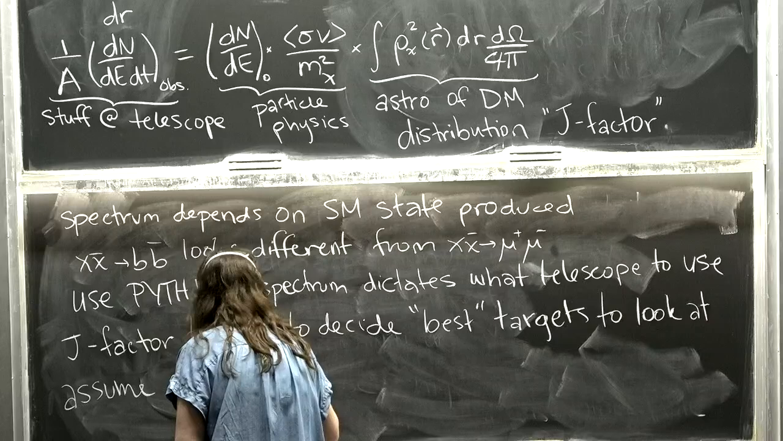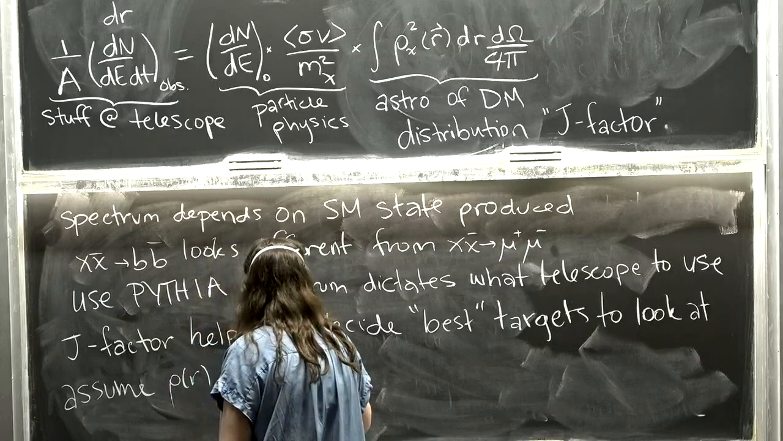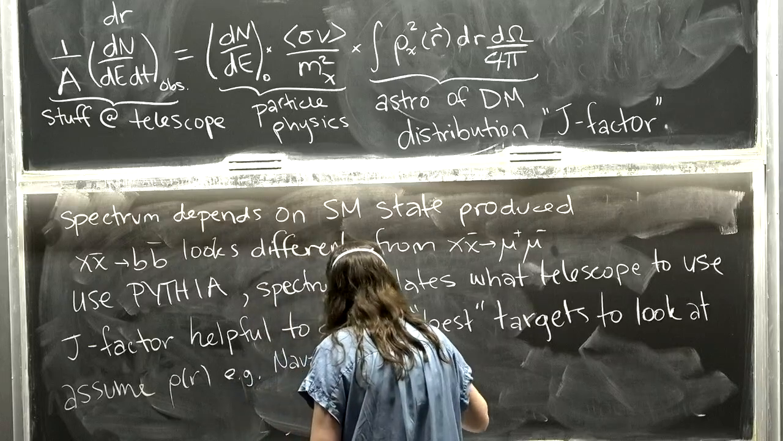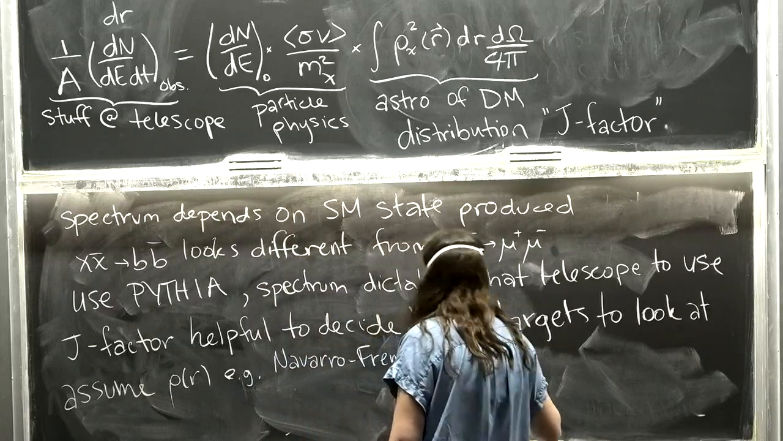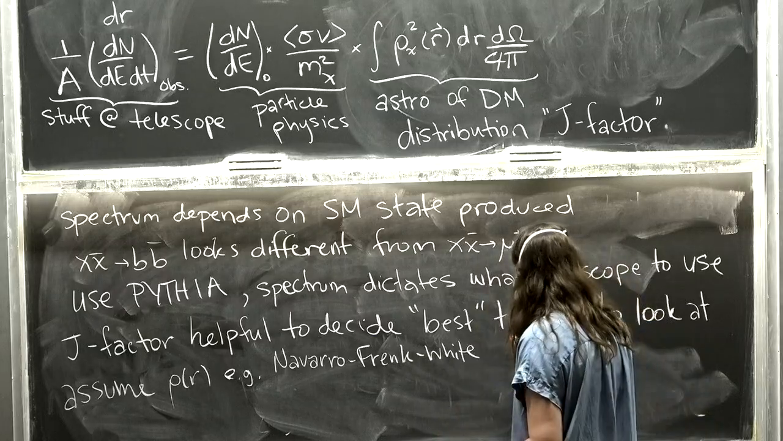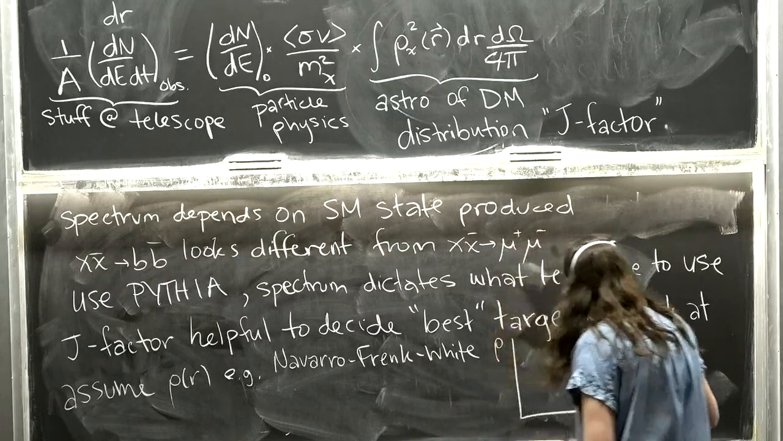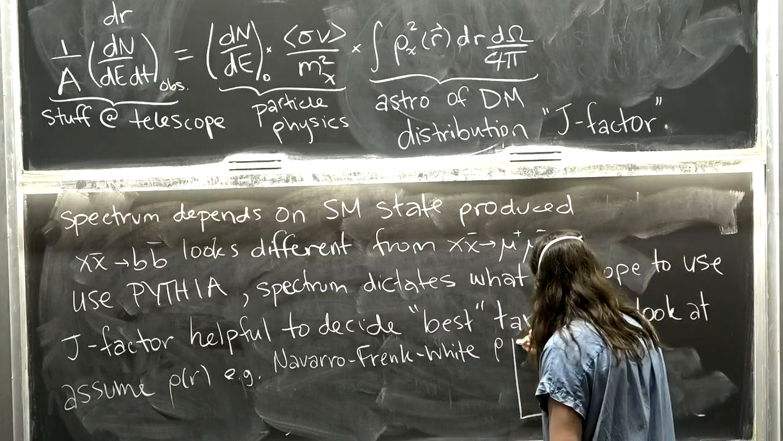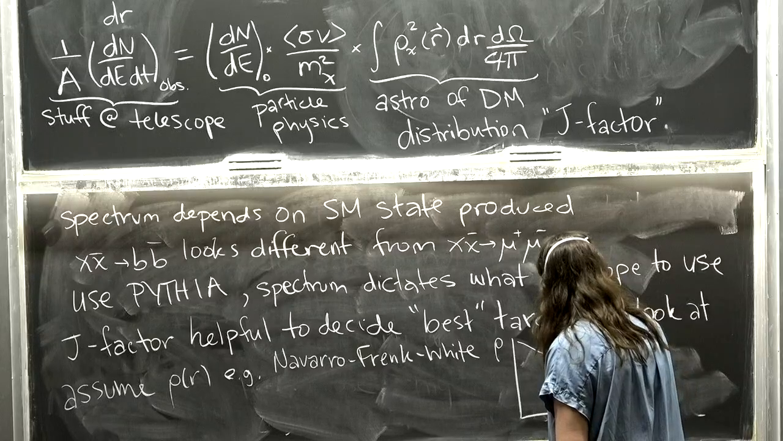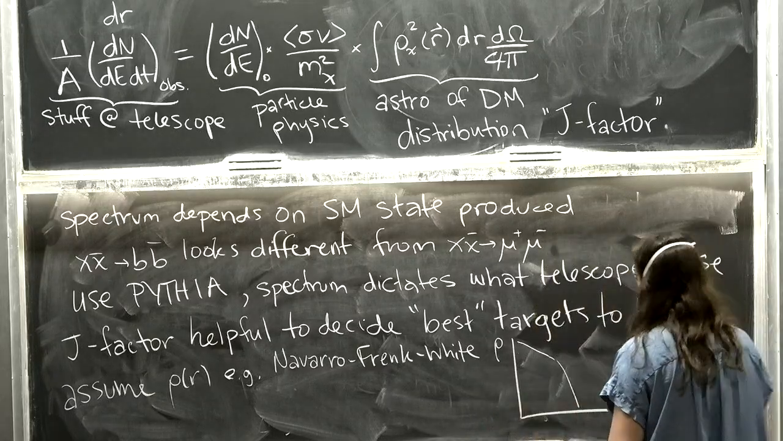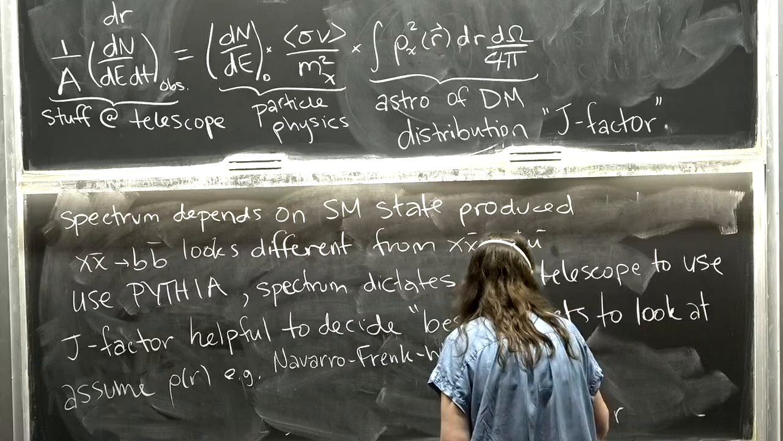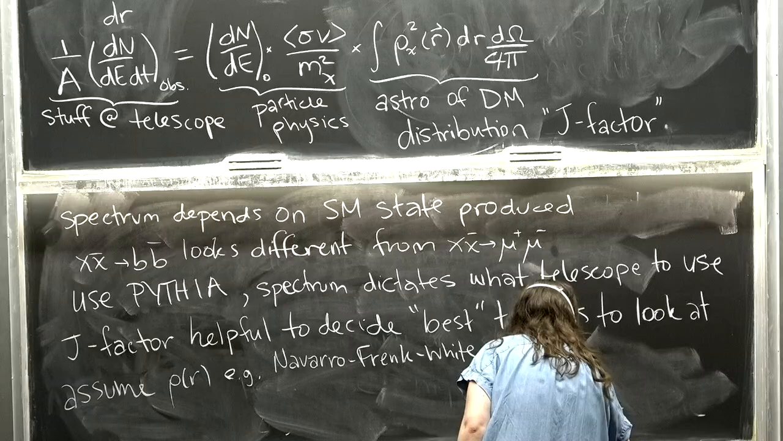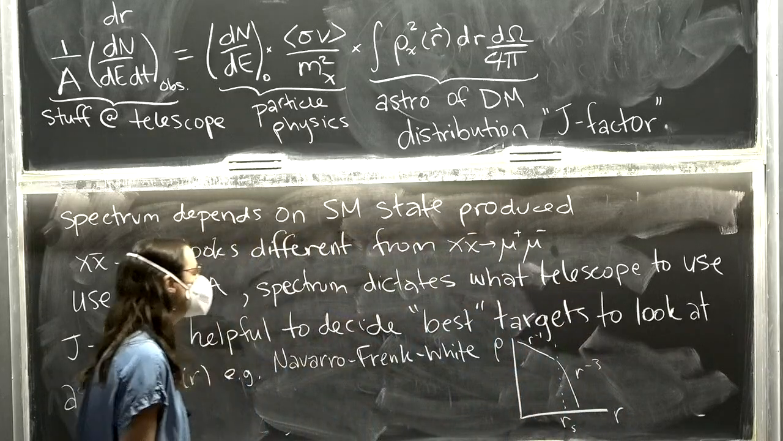For example, one profile that people often use is the Navarro-Frenk-White profile, the NFW profile. And that looks something like this. The density is a function of r. It's like this broken power law. So at really small radii, it's one power law, and then at larger radii, it's a different power law. Over here it's r to the minus 1. Here it's r to the minus 3. And the turnover happens at around some characteristic scale radius.